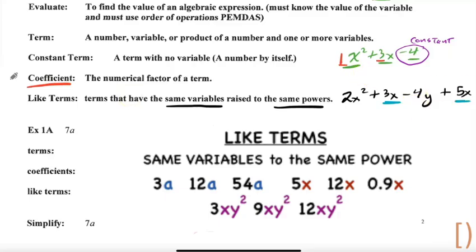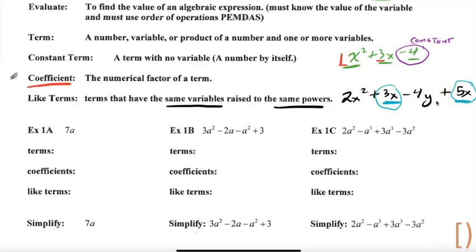Those are exactly the same terms. 2x squared is not the same term as 3x, right? This has a square. Different. 4y, even though it has a power of 1 like x does, they're different variables. It has to be exactly the same. So the only two I could actually add here would be the 3x and the 5x. Now we get 8x. So this would turn into 2x squared plus 8x minus 4y. So those are like terms.